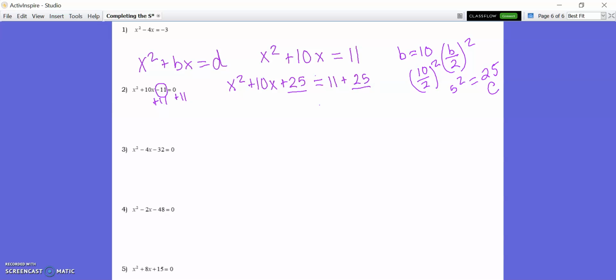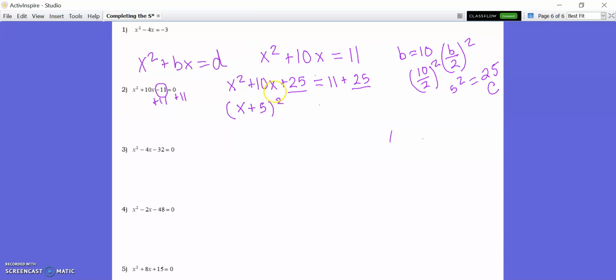Next comes the simplifying piece, and on the left side that means factoring. I'm going to jump right into factoring and getting the binomial to the second power. Remember that when you took half of b, you got 5. Guess what? That's the factor, x plus 5. Whatever your b is, when you halve it, that becomes the factor.